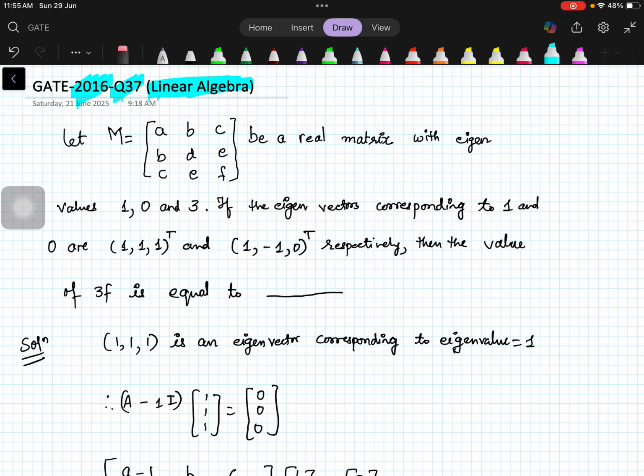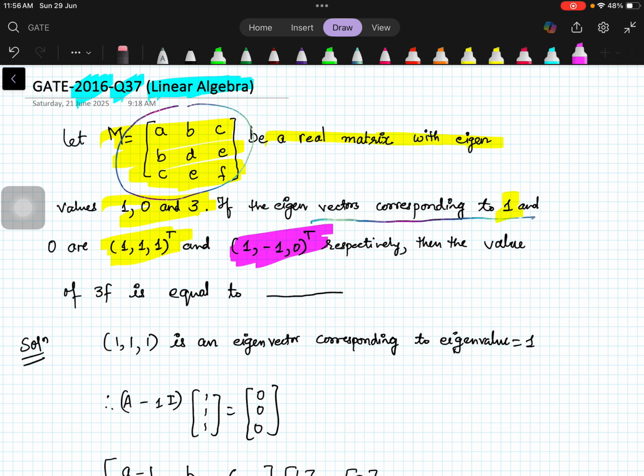Don't worry. So let us read this problem. Let M be a real matrix with eigenvalues 1, 0 and 3. If the eigenvectors corresponding to 1 and 0 are given, this is the eigenvector corresponding to the eigenvalue 1, and this here is the eigenvector corresponding to the eigenvalue 0. Then you have to find out the value of 3f.